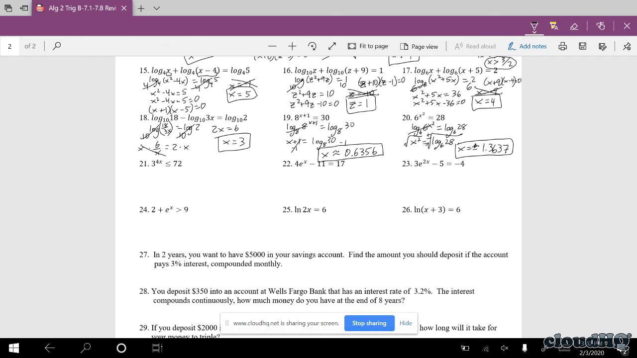Number 21, I'm going to log with the base of 3. Four x is less than or equal to log base 3 of 72. Divide by 4. X is less than or equal to, we get about 0.9732.